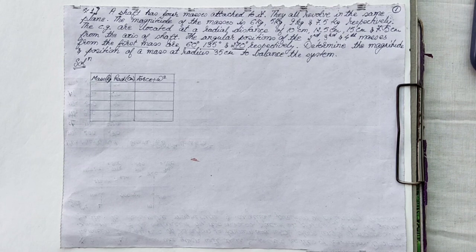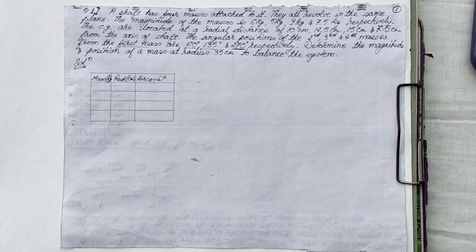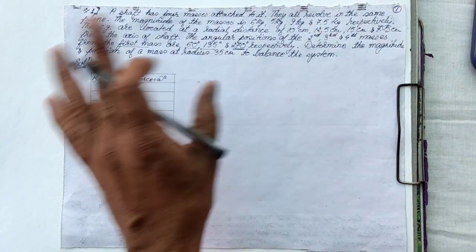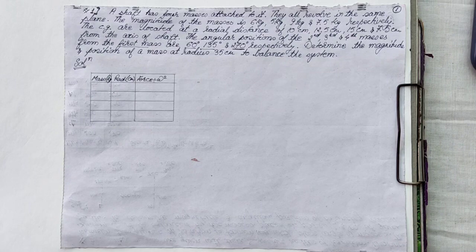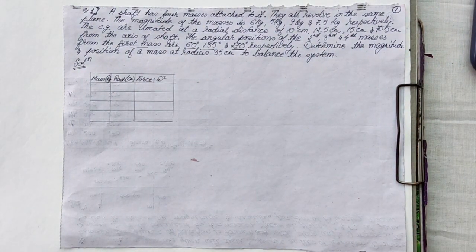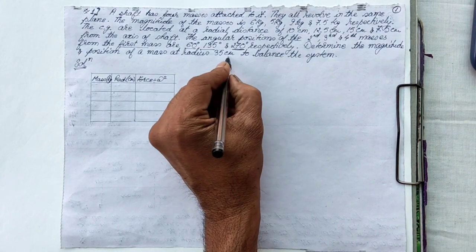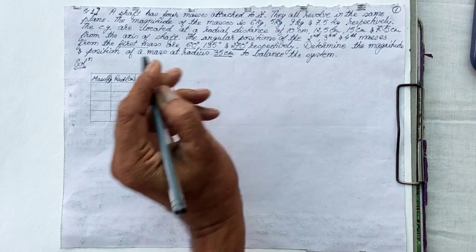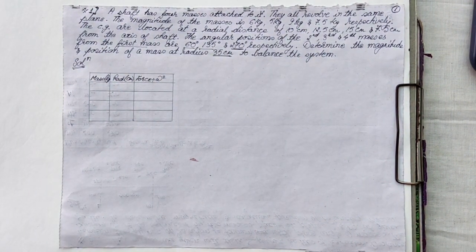What we are here to do is determine the magnitude of the balance mass which is to be put in the system. That means in this condition the system is not balanced. We are balancing this system by adding one mass in the system, and that mass is at radius 35 centimeter from the center of rotation, right?